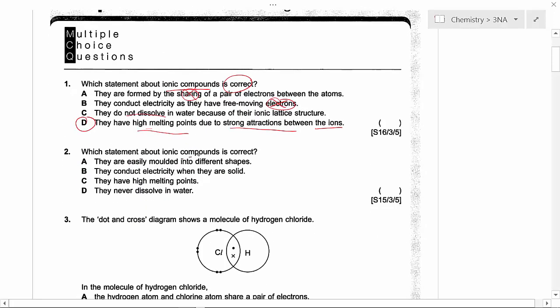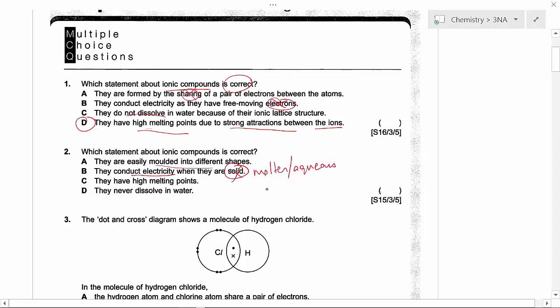Question number 2. Which statement about ionic compounds is correct? If you look through here, first one, easily move, obviously not. They are very hard and strong also. They conduct electricity when they are in solid. No, they conduct electricity only in molten and aqueous state.